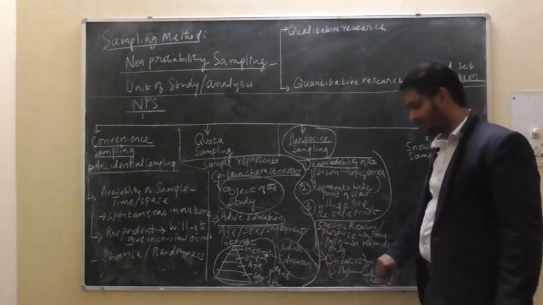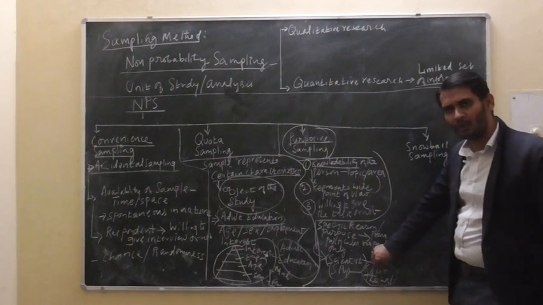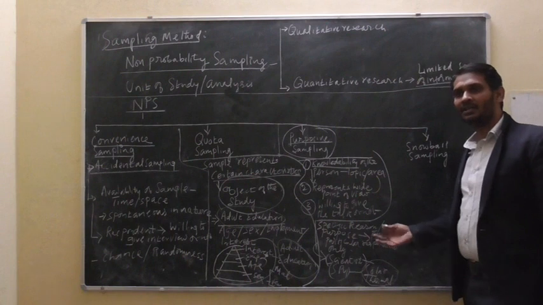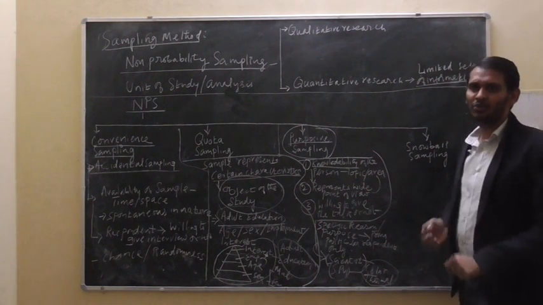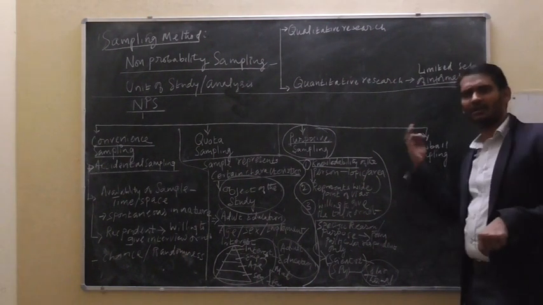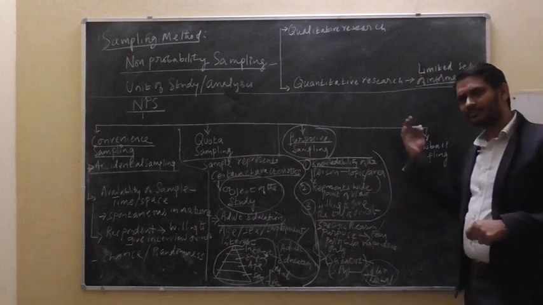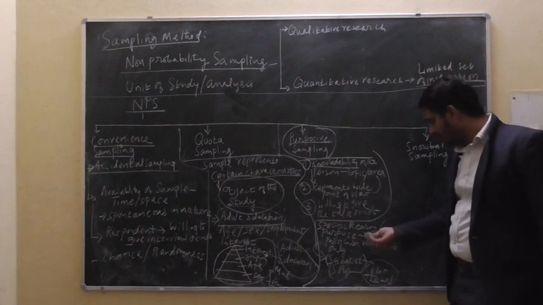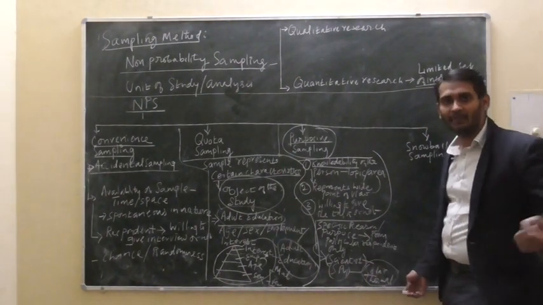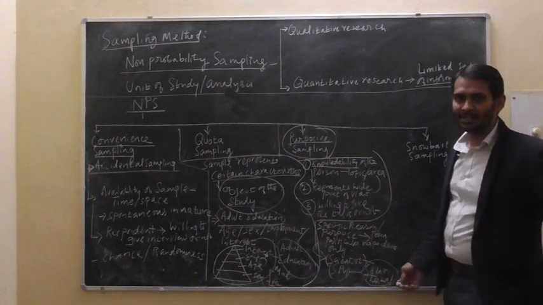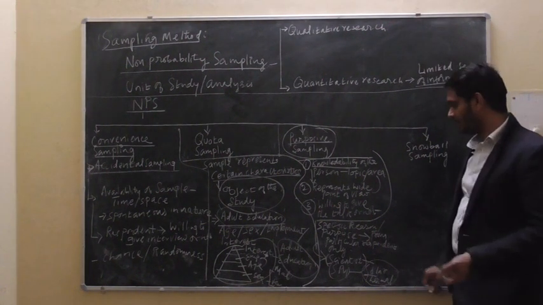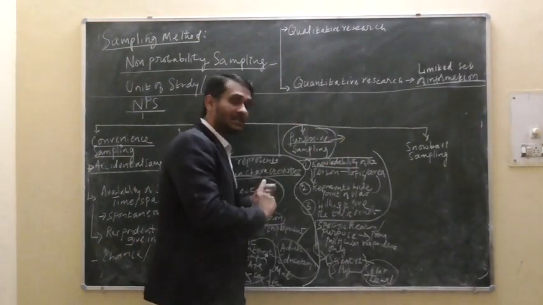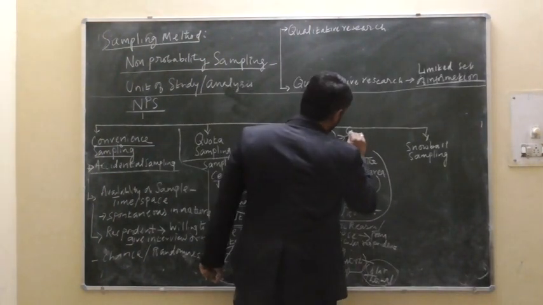Suppose I cannot discuss the same topic with some other scientist who is working in some other area of research, for instance quantum physics, or someone working in some different area. I cannot discuss the specific topic with some other scientific community. So the purpose decides. What is your purpose? The purpose decides the sample selection.